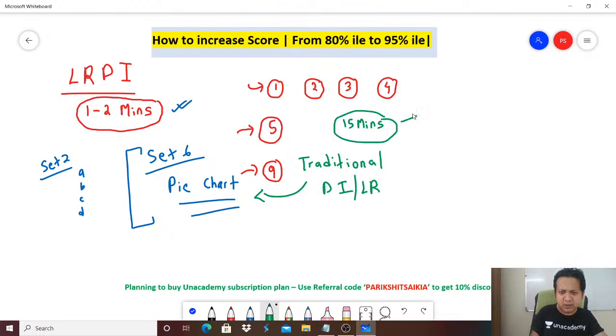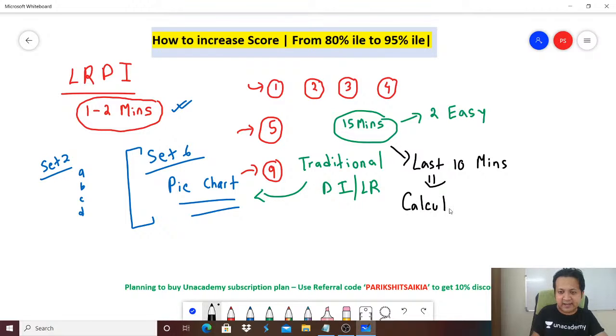This is done. Okay. Two easy sets you will try to solve in the first 15 minutes. And you know what? The last 10 minutes is also very important. The last 10 minutes should be on something which is very calculation intensive. Trust me, you should spend the last 10 minutes on a calculation intensive set.